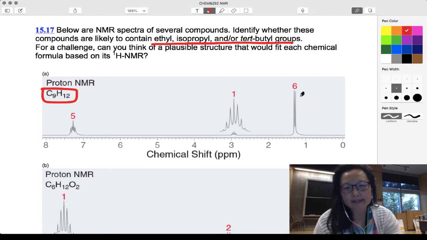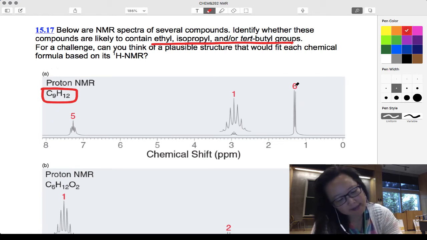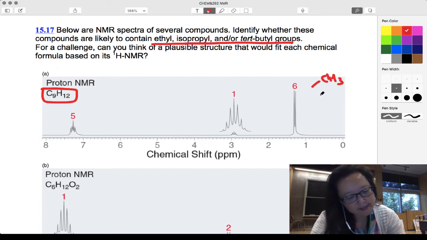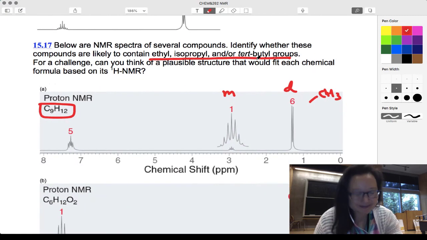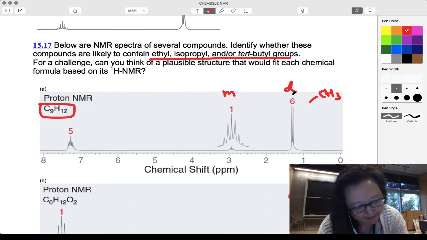I'm looking at this 6H and I'm thinking it's got 2 CH3 groups. They're equivalent to each other, so there's going to be some symmetry. And I see this multiplet here. So maybe this is too easy because we just did an example like that, but I could piece that together also without knowing about that. I just know there's 2 equivalent methyl groups and there's a hydrogen within 3 bonds. So that tells me that I have that.